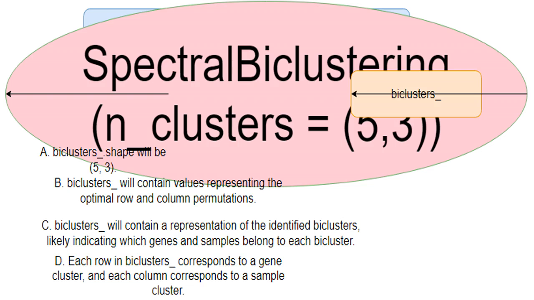This is wrong. The shape of Biclusters doesn't directly correspond to the number of clusters, 5 gene clusters, 3 sample clusters. The shape will reflect the way the algorithm internally represents cluster memberships.